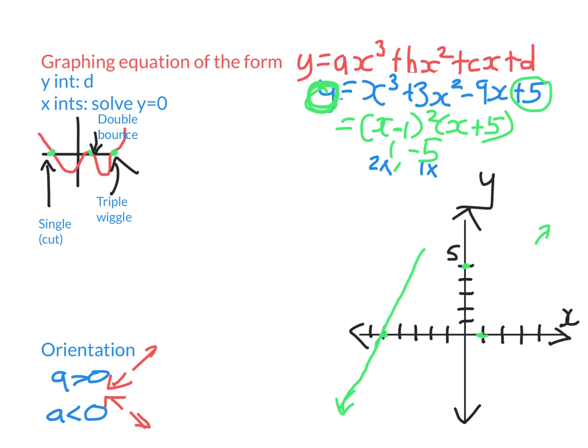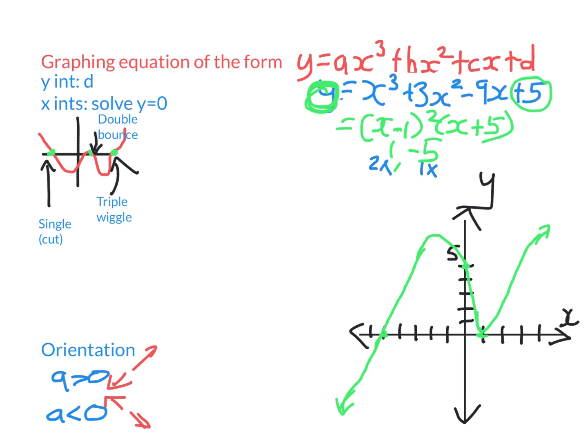So it's going to come through and cut the x-axis at -5. Now at some point here it has to stop and turn around. You don't need to know exactly where the turning points are for cubics because you need calculus to do that. So just estimate. It's going to stop and turn around somewhere. It's going to go through the y-intercept of 5. Then it's going to come down to x equals 1. That's a double root, so it's going to bounce off this axis, and then it's going to go on forever in this direction. That is the graph of y equals x cubed plus 3x squared minus 9x plus 5.